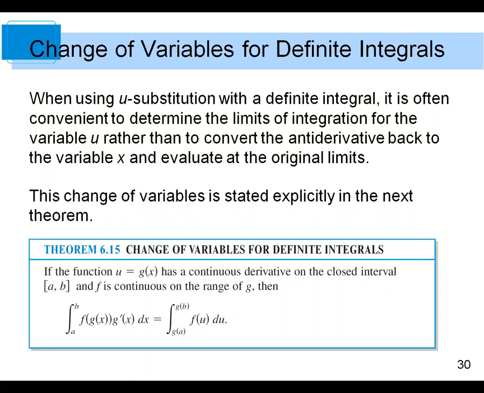So if a function u equals g of x has a continuous derivative on the closed interval a to b, and f is continuous on the range of g, then the definite integral from a to b of f of g of x times g prime of x dx equals the definite integral from g of a to g of b of f of u du. Now, I know that was complicated and you probably didn't understand it, but when we do one, you'll see it's not so bad. So let's do one right now.